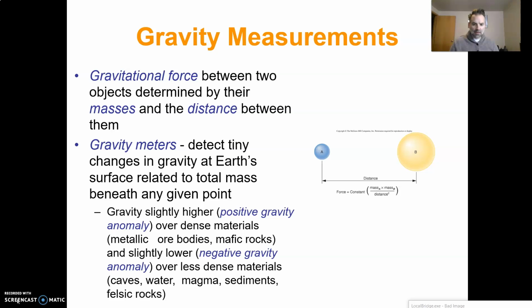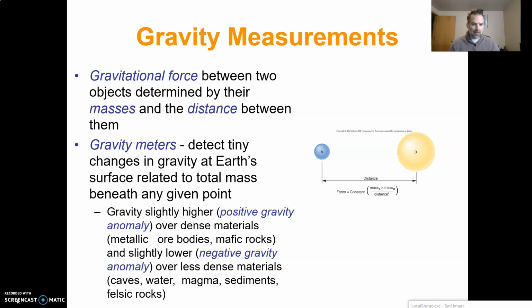This afternoon I was talking about the Earth's interior. We were getting into a little bit of geophysics. We were talking about the geothermal gradient within the Earth and the magnetic field as well. And we left off on gravity measurements.